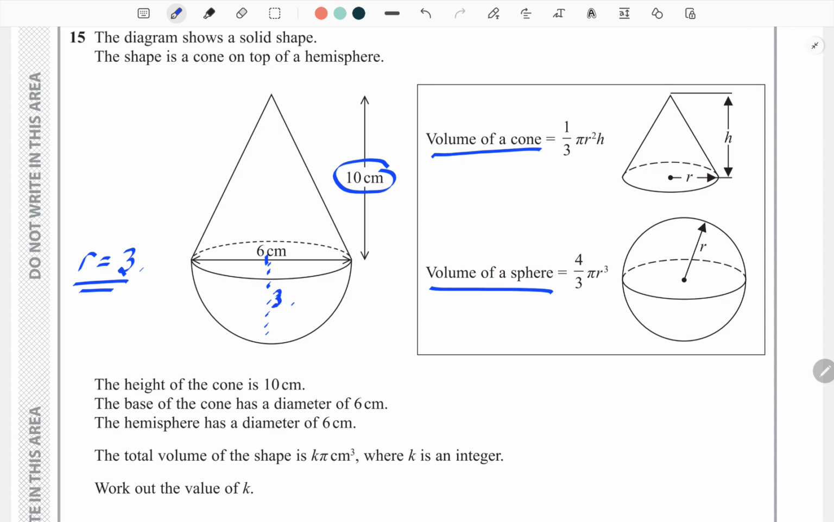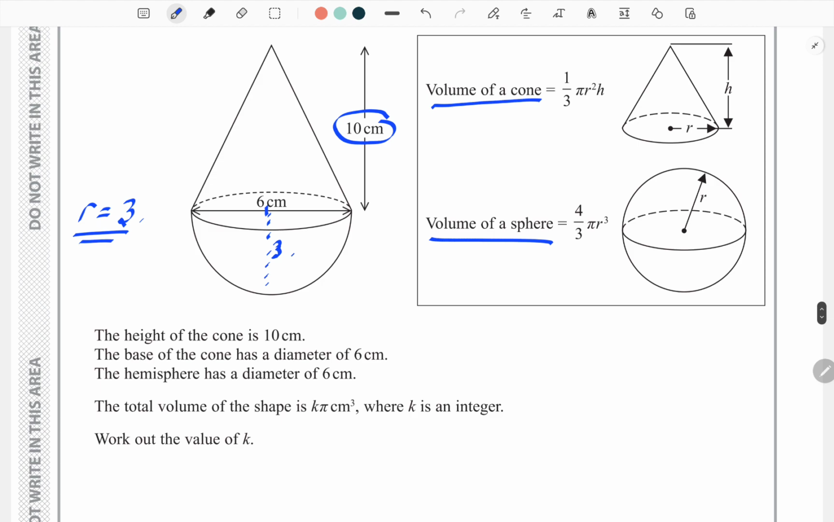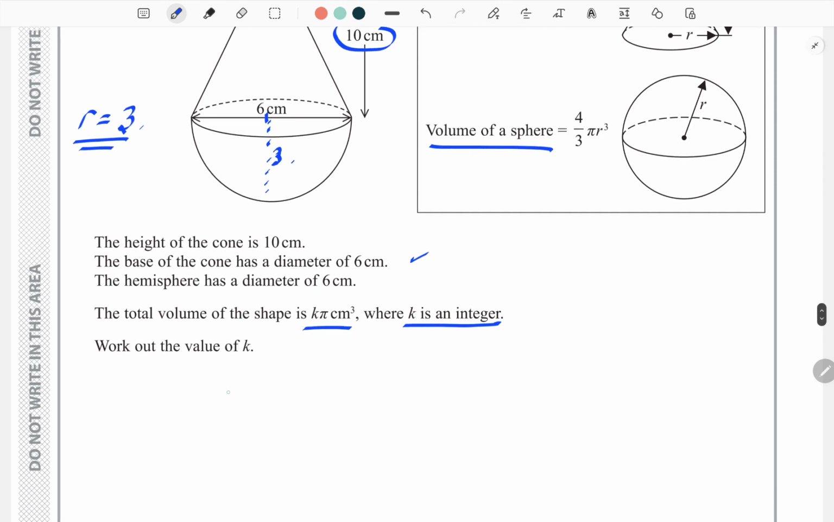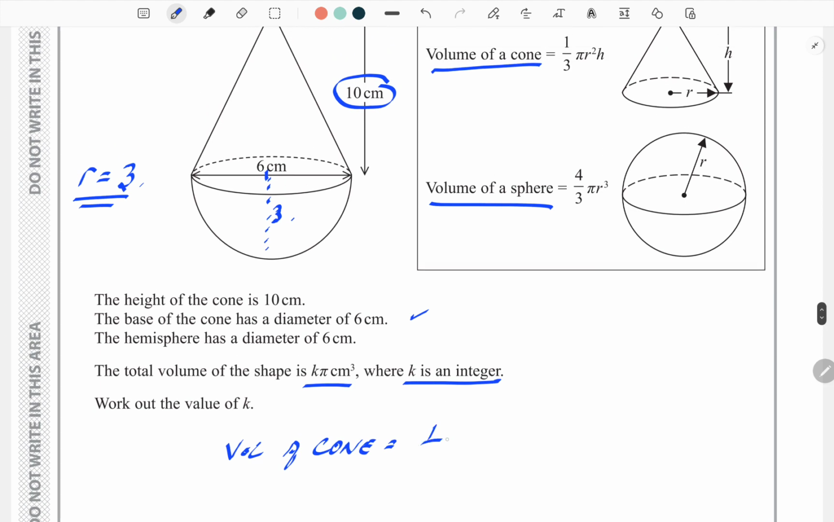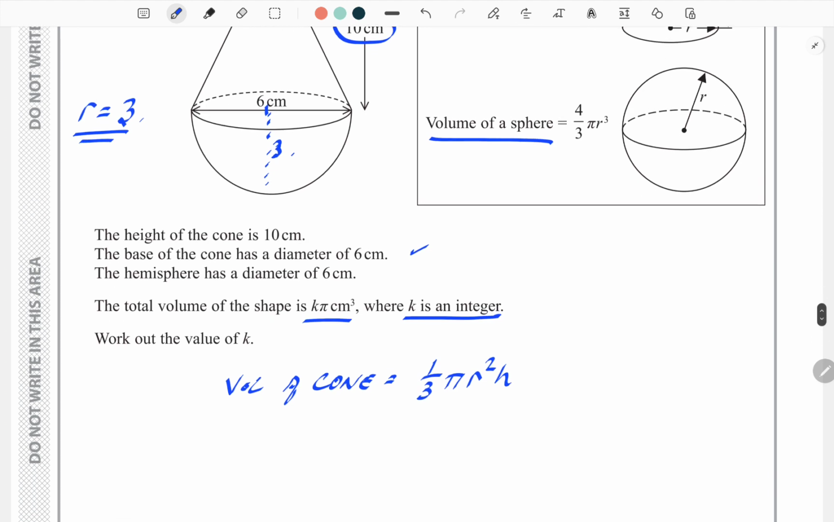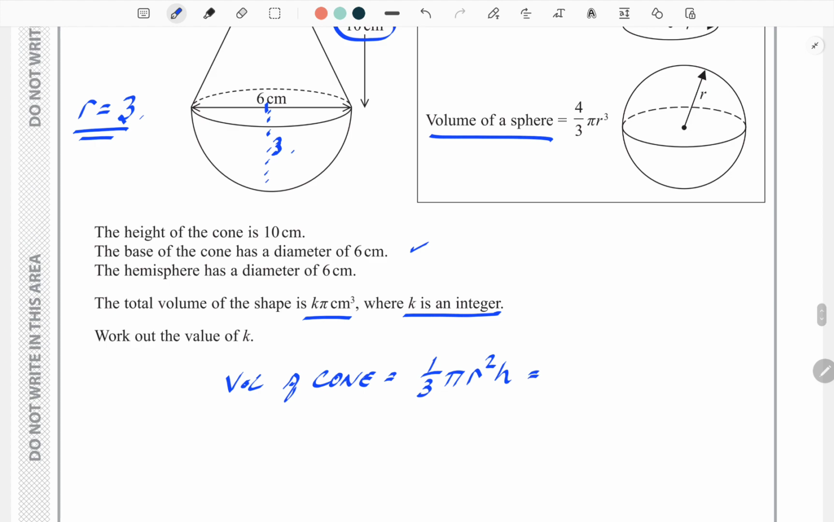Okay, so what do we have to do? It's given all that information, so that's fine. The total volume of the shape is k times pi cubic centimeters, where k is an integer. They want us to work that out. The first thing we do is the volume of the cone, which is going to be, using the formula they've given us, 1/3 pi r squared h, and we just want to substitute the numbers into there.